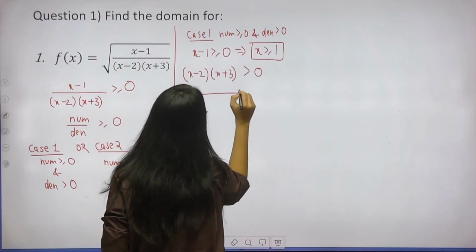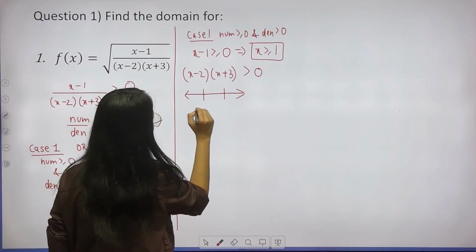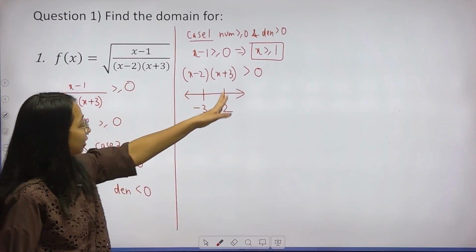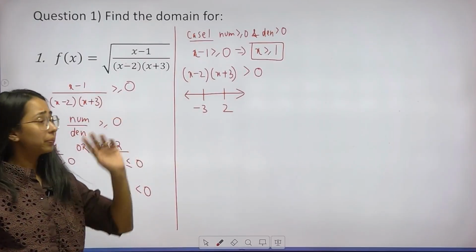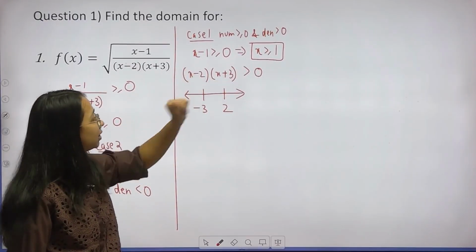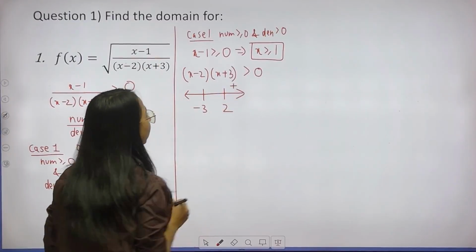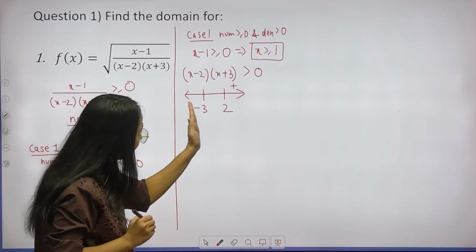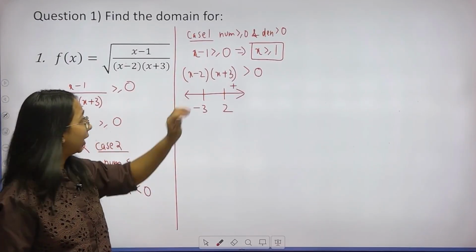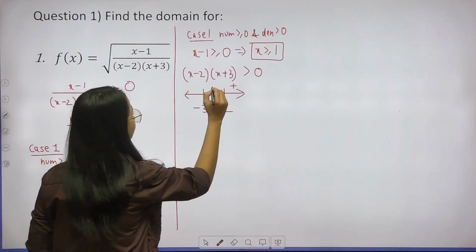So for finding the x values, we'll make the number line. We have minus 3 and 2 as two critical points. So let's take a number beyond 2. Let's say 3. Okay, so 3 minus 2 is positive, 3 plus 3 is positive. So positive into positive is positive. Okay, similarly, let's take a number between minus 3 and 2. Let's say 0. 0 minus 2 is negative, 0 plus 3 is positive. So negative into positive is negative.